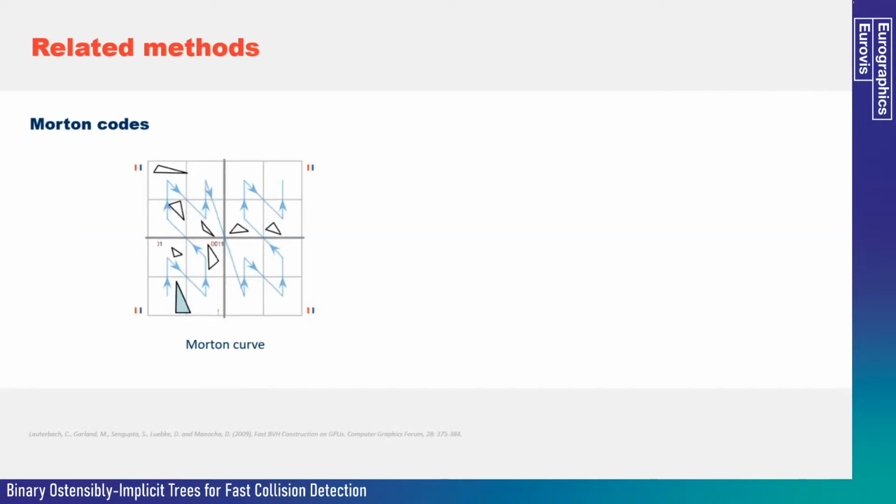Well, in this context, Morton codes have proved to be an effective approach to sort mesh polygons on the GPU. These polygons represent the Morton curve, which is also called the Z-curve. And in practice, the triangles of our meshes are assigned to the Morton codes and then sorted in order to capture their relative order in space.